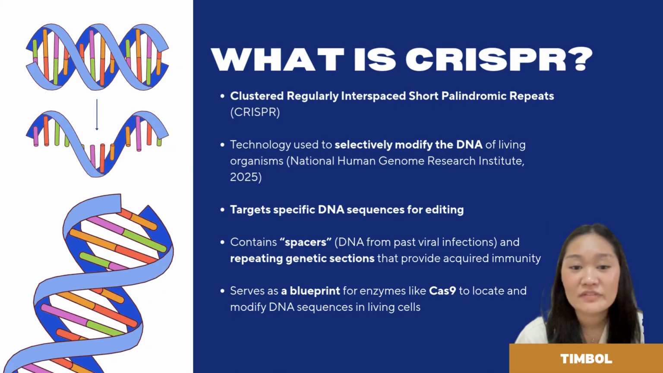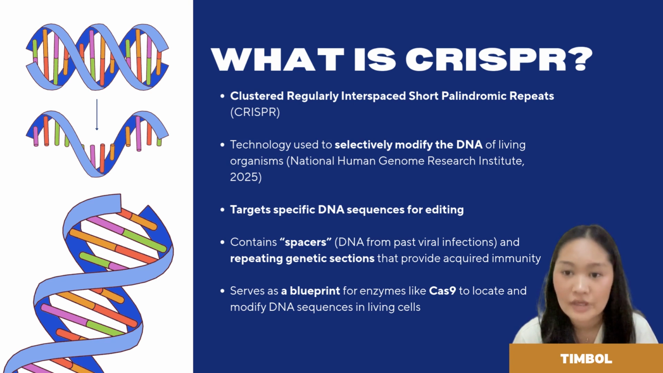For a brief overview of CRISPR, CRISPR means clustered regularly interspaced short palindromic repeats. It is a technology that research scientists use to selectively modify the DNA of living organisms, as said in National Human Genome Research Institute in 2025. Or in simpler terms, it targets specific DNA sequences.